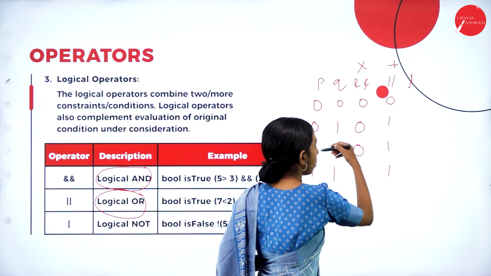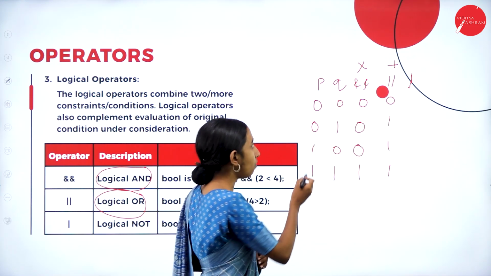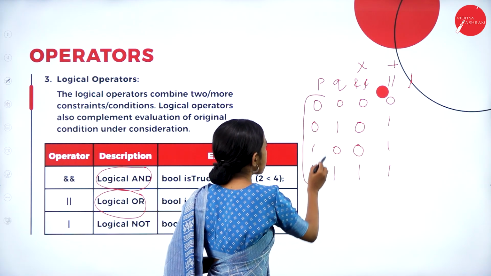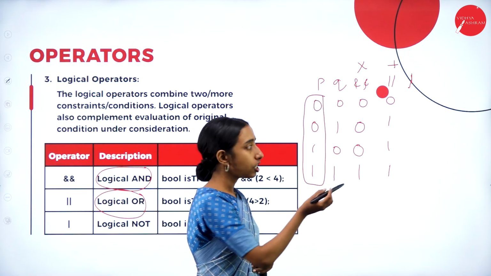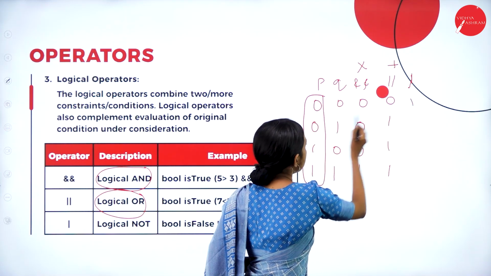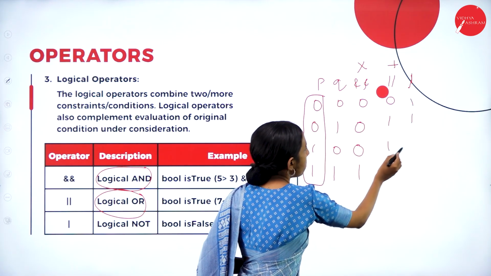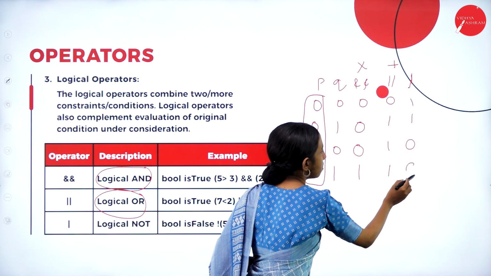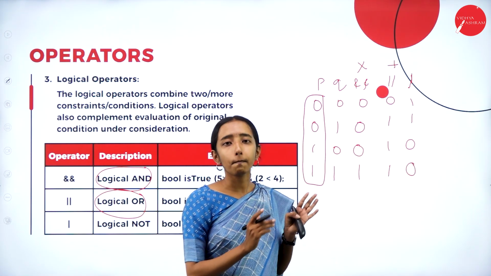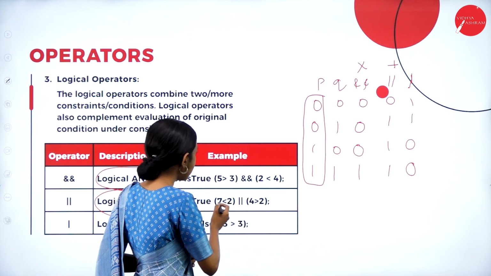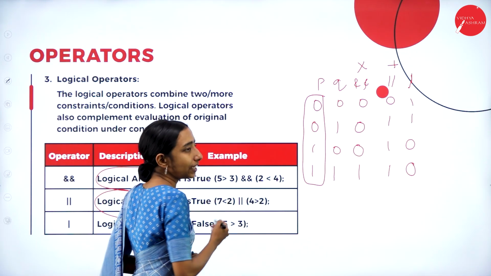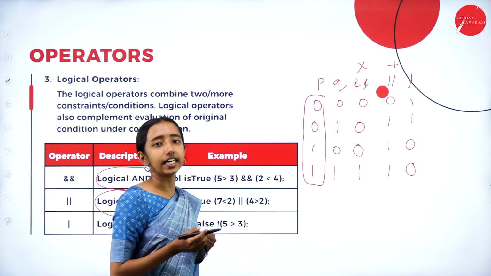Next we are having NOT. For NOT we will take only one variable. NOT means it is like opposite, it is like negation. So 0 becomes 1, 0 becomes 1, 1 becomes 0 and 1 becomes 0. This is the mathematical representation, now how does it work in the computer? Let's see. 5 greater than 3, it is true, right? 5 is greater than 3.